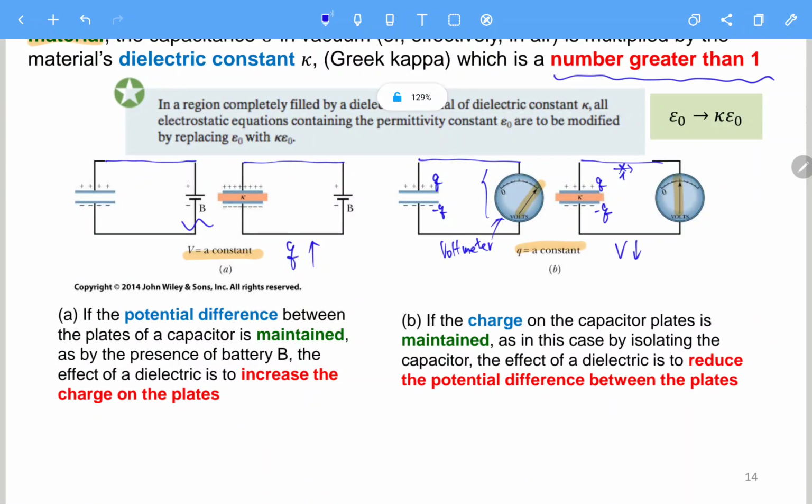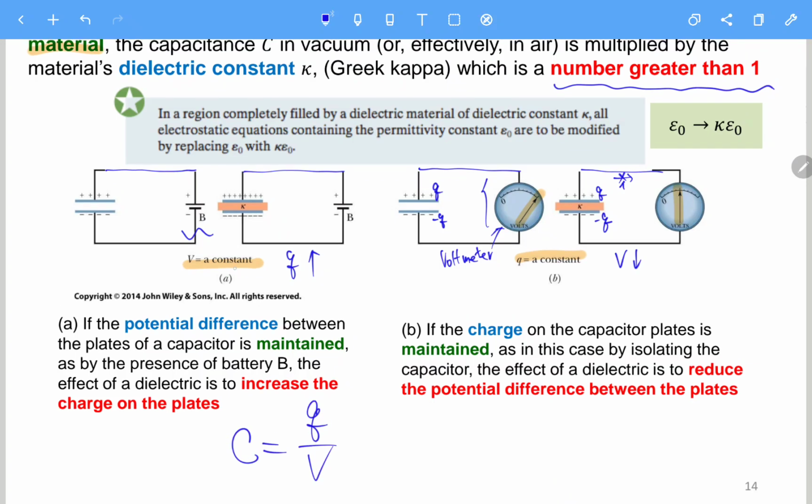So based on these two situations, you can imagine C equals Q over V. For the left case, V doesn't change, Q increases, which means that C increases. For the right situation, Q doesn't change, V decreases. So also C increases for both cases, which means that for both cases, if we just plug in the dielectric, the result is that you make the capacitance become larger.